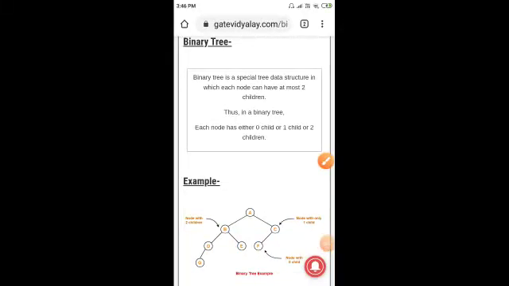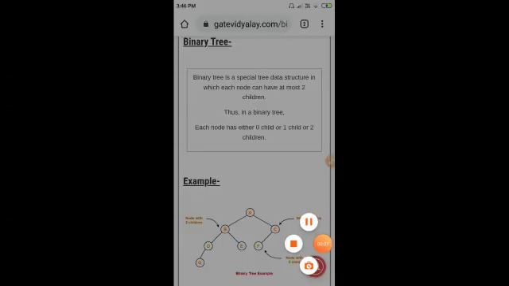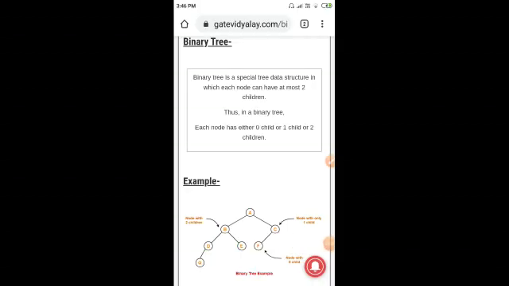So good morning students. In the previous class we discussed the tree data structure. In that session we discussed the tree definition, the terminology we use in the tree data structure, and the properties of the tree data structure. These points we discussed in the previous class.